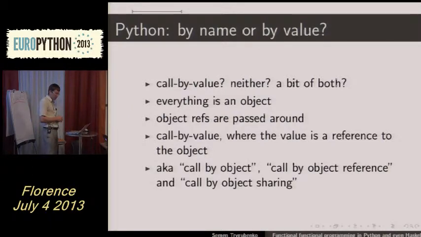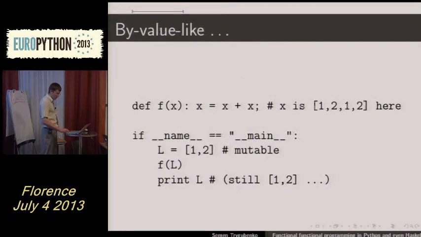In the Python community, the following terms are also popular: call by object, call by object reference, or call by object sharing. But the important point here is not the implementation detail, but the semantics, so by-value-like semantics. For example, I try to illustrate here.